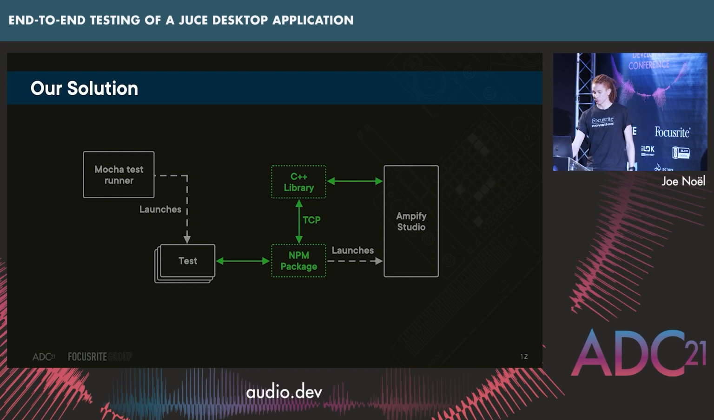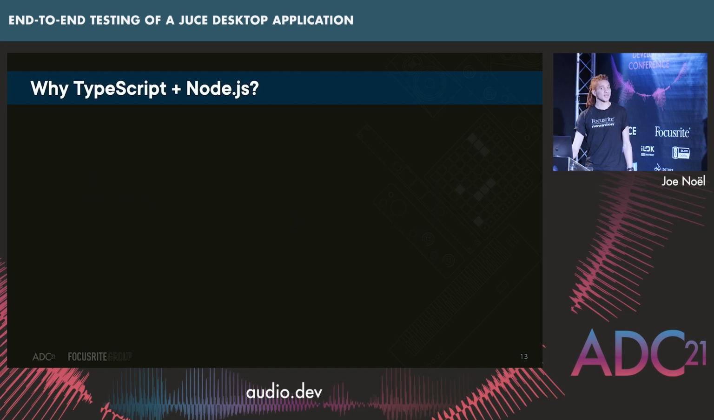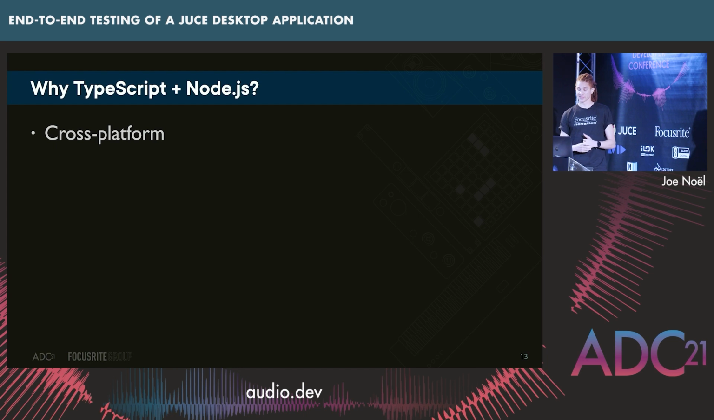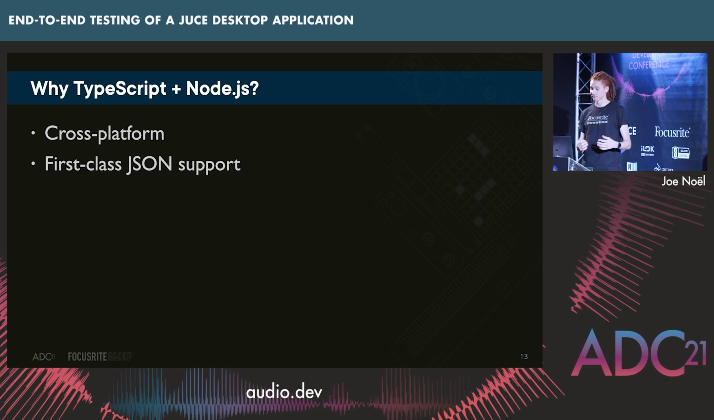So you might be wondering, why did we choose to build this on Node and TypeScript? In reality, we could have chosen anything, any scripting language that can open a socket, which is basically all of them. We chose Node and TypeScript because it's cross-platform, so we can run it on Mac and Windows. It's got first-class JSON support, and we use a lot of JSON in the app already, so it made sense to keep going down that route.